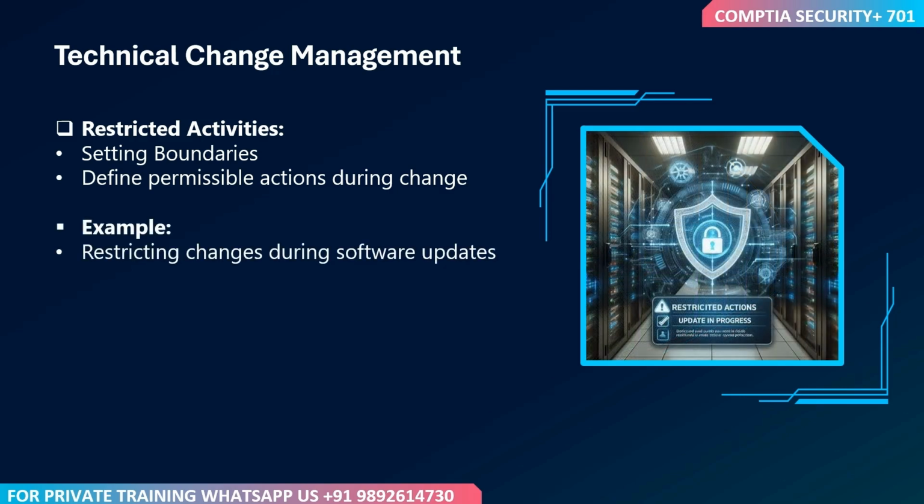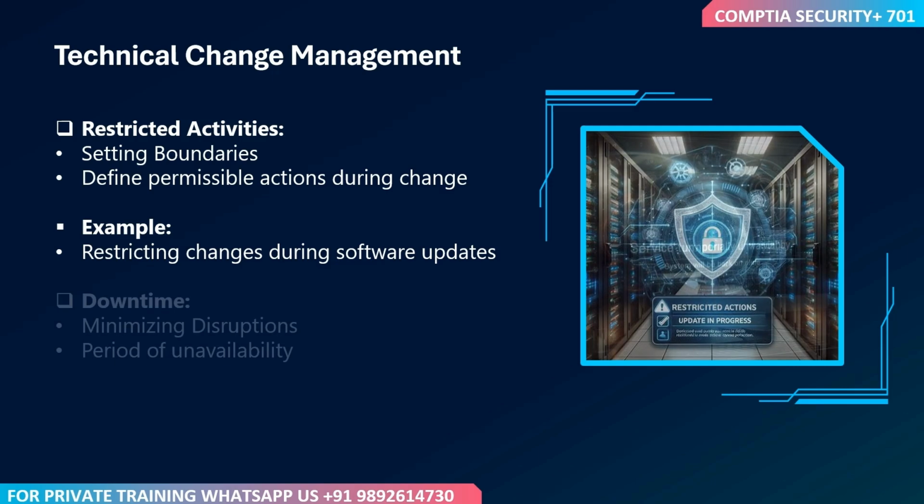Example, during a software update, certain activities might be restricted, such as making configuration changes or deploying new features. This prevents accidental disruptions and ensures that the update process goes smoothly without unexpected complications.